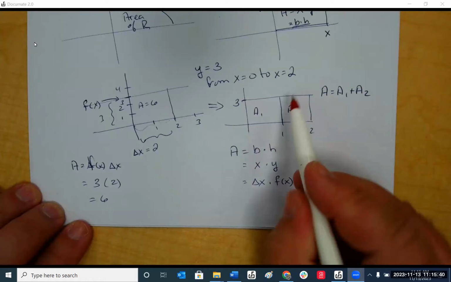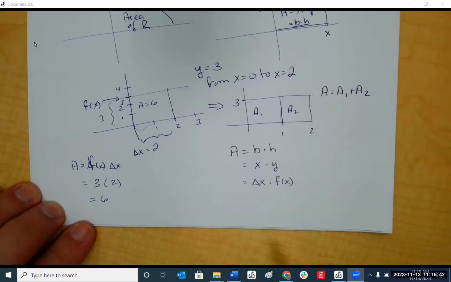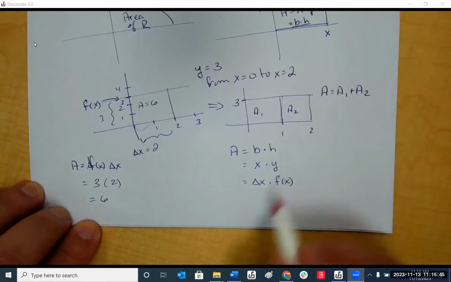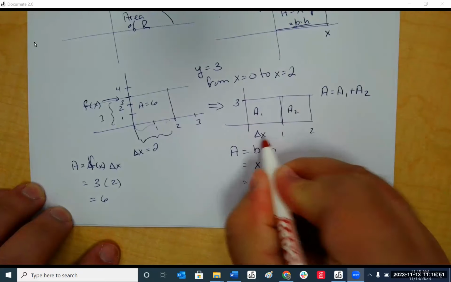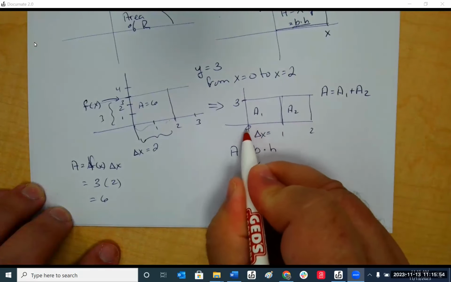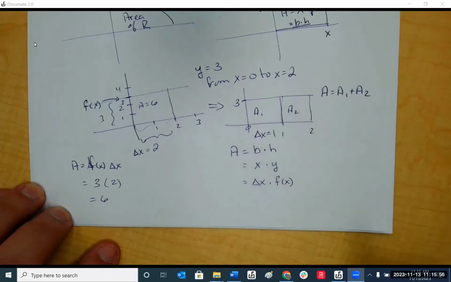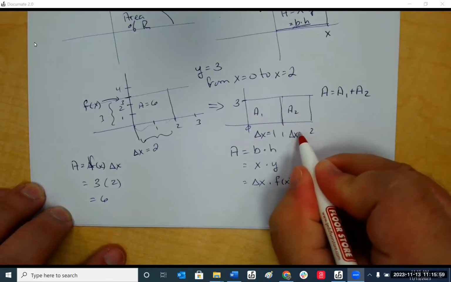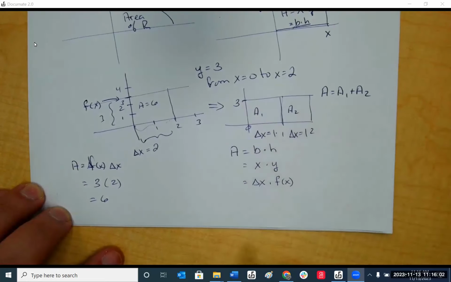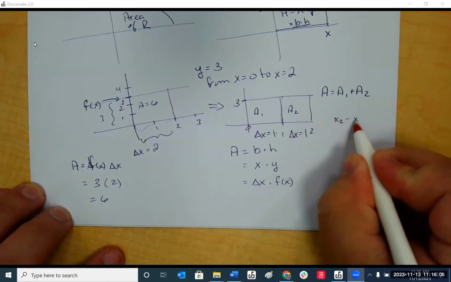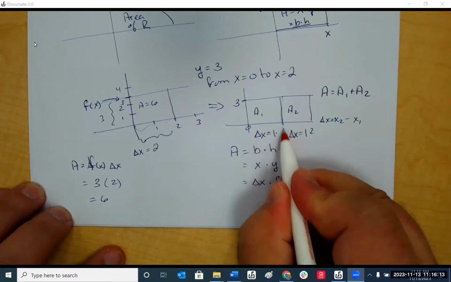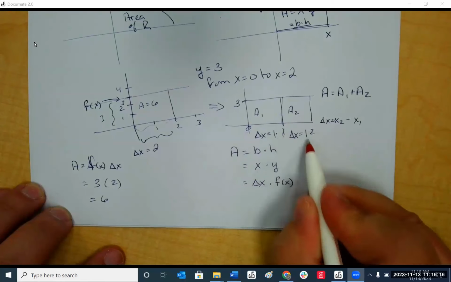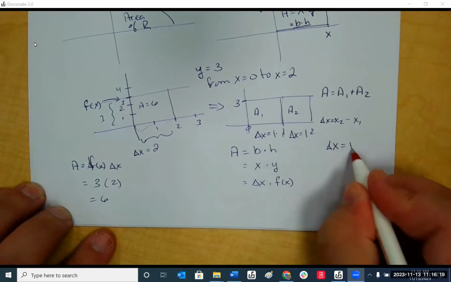So in other words, if we cut it up into smaller partitions, we should get the same answer. How wide is delta x? From 0 to 1 is 1 unit wide, so delta x is constant. It's 1 unit wide from 1 to 2. It's always x2 minus x1. That's delta x. So 1 minus 0 is 1, 2 minus 1 is 1. So delta x is equal to 1.